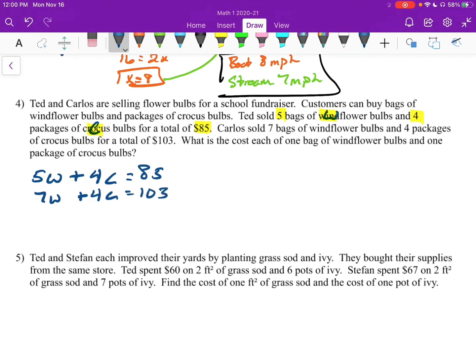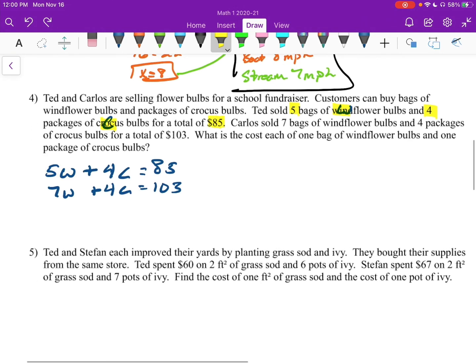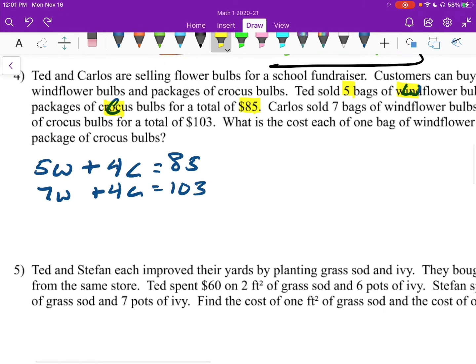What is the cost of each of 1 bag of the windflower bulbs and 1 package of the crocus bulbs? So here we have our equation. We can see here that this 5W means that they bought 5 of the W's, and W is going to be the cost of each one. So we need to solve these. I think the easiest way to do this would be to use elimination.